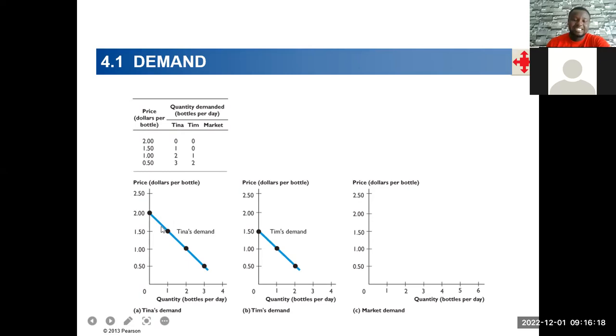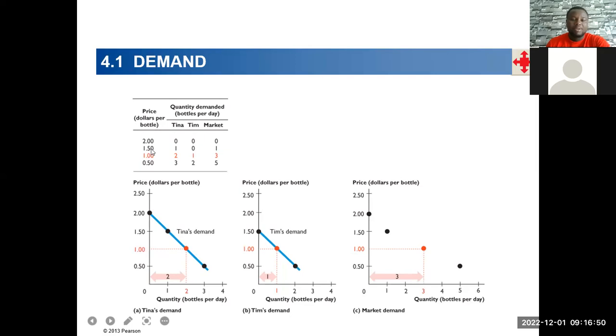So this is the individual demand curve for Tina, and this is the individual demand curve for Tim. There's a schedule for Tina and a schedule for Tim. Now, if you want the market schedule, what do we do? Assuming we start from when price was 2, they all didn't buy anything at all. So in the market demand curve, when price was 2, the quantity was 0.